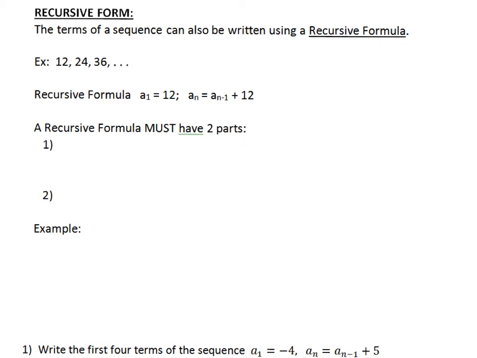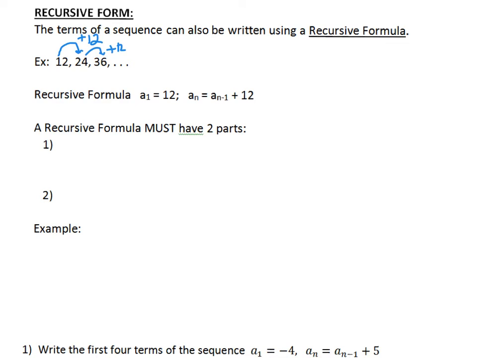Now let's take a look at the other form of writing a sequence. This is called the recursive formula. The terms of a sequence can also be written using a recursive formula by looking at what the pattern is. So for this one, 12, 24, 36 means that I'm going to take each term and get to the next term by adding 12 on. So 24 plus 12 gives me 36, and so on.